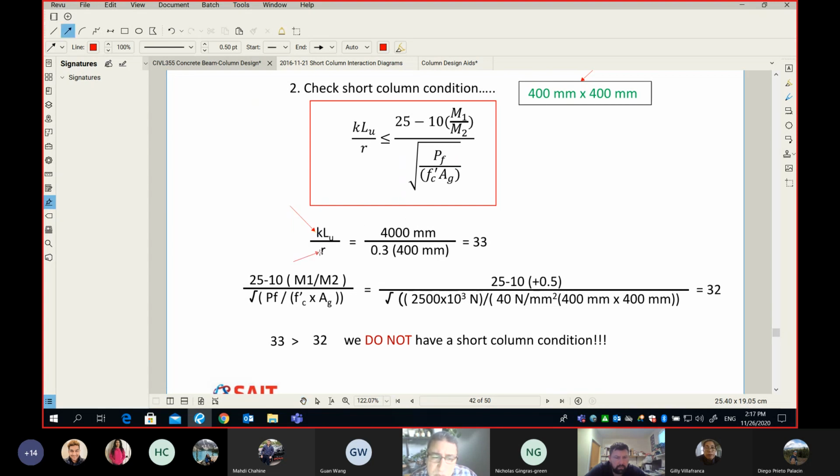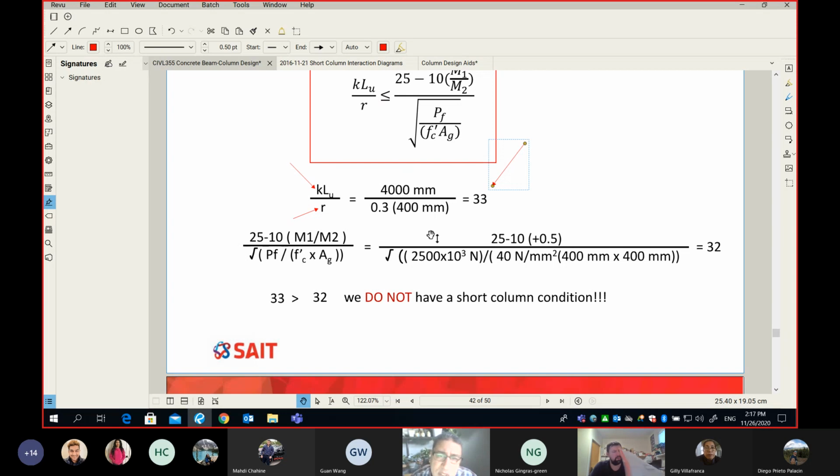And the radius of gyration, we said this already, is equal to 0.3 times 400, not the square root of I divided by A. Remember, in concrete, the radius of gyration, if we have a square, is 30% of the dimension of the column. If it's circular, then it's 25% of the diameter. So we got 33. Done. Let's leave this number.